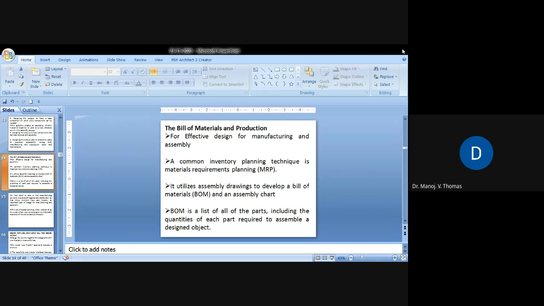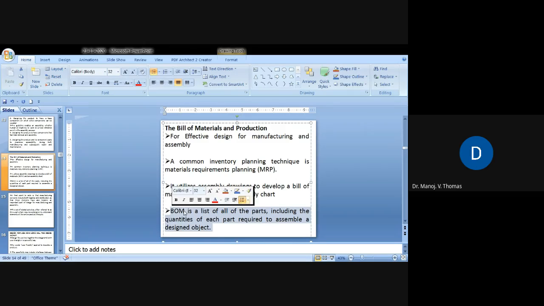Bill of material, what is the bill of material? It is a list of all the parts, including the quantities of each part required to assemble a design. Because you want to assemble a computer, the bill of material includes all the parts required. That means keyboard, mouse, motherboard, hard disk, all the circuits, chips, everything, and the quantities also. How much quantity is required to assemble a design project.